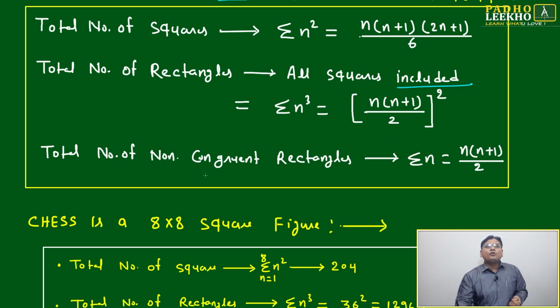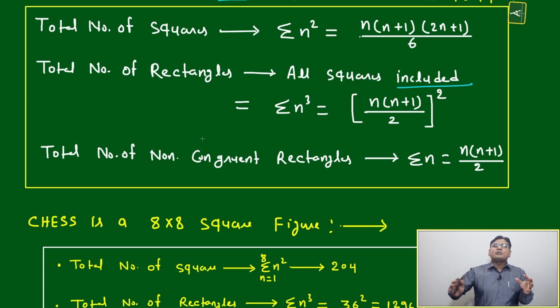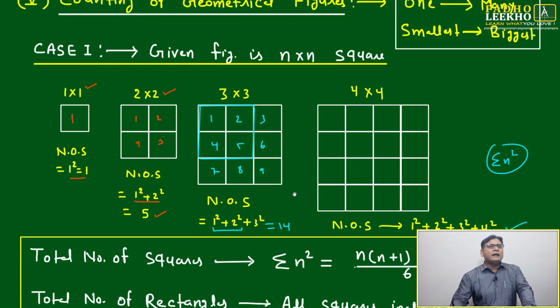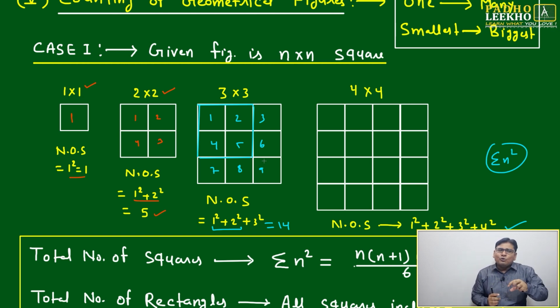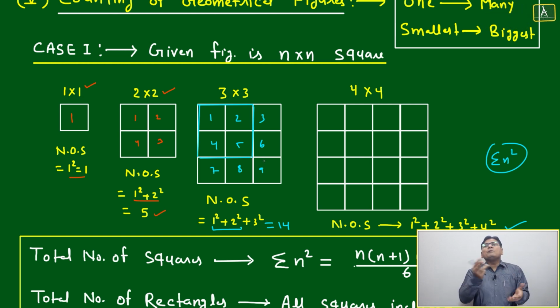Total number of non-congruent rectangles means, if you are counting the total number of rectangles, similar types of rectangles are also coming, similar types of squares are also coming, all are coming. Like we have just seen in the figure, all 1, 2, 3, 4, 5, 6, 7, 8, 9 are the same. All 9 are 1 by 1 squares, but we are just counting how many there are. But suppose we want to count non-congruent, then in place of these 9, we have to count only 1. Means only one type of square will be there, 1 by 1.